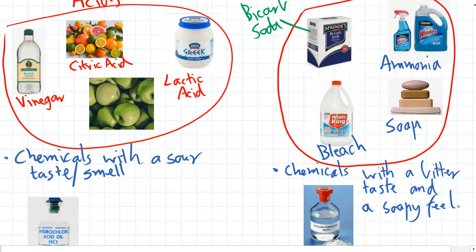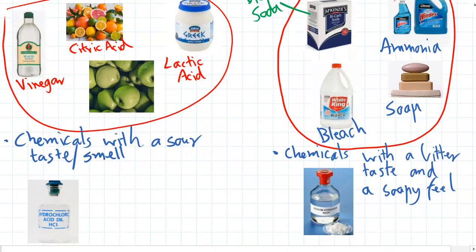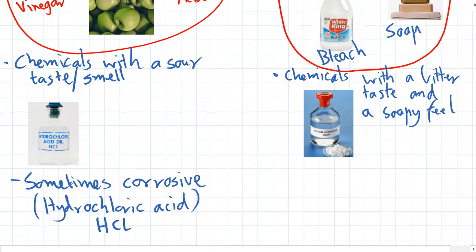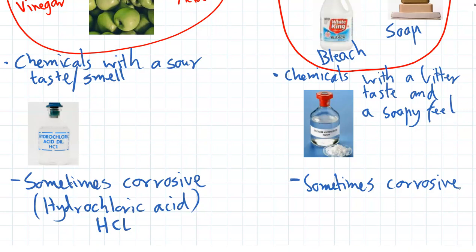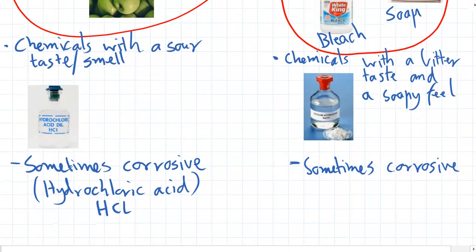So obviously don't go out and pour some bleach on your fingers because some bases are just as strong as acids and they can be corrosive too. So that's the key with acids and bases. The strongest acids are corrosive, but the strongest bases are just as corrosive. And that's a misconception that people often have.